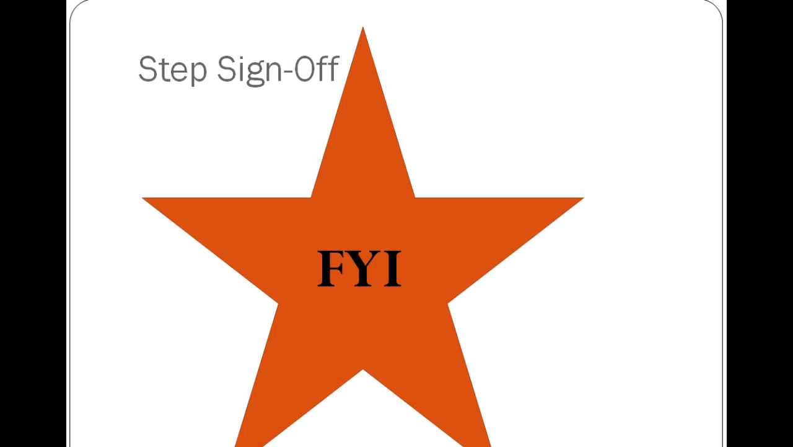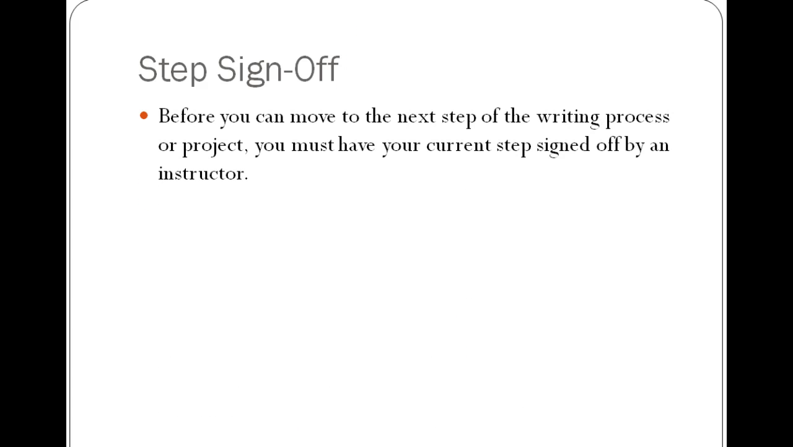Okay, as a FYI, for your information, before you can move on to the next step of the writing process or project, you must have your current steps signed off by an instructor. So you get your clarifying sheet, you complete that, you conference with me. Then I say, yes, you're on the right track, and I'll sign it off. Then you get your brainstorming sheet, you brainstorm, you come back, you conference with me some more. I say, yep, you've got it, I signed it off. Or I might say, you're kind of there, but think about this.